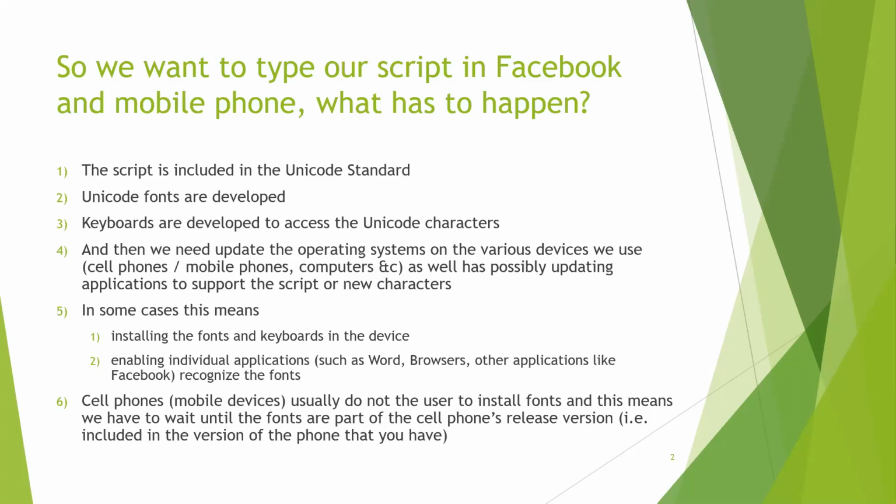Then we need to update the operating systems on the various devices that we use. So these are the underlying systems that make the cell phones or mobile phones or computers or tablets, whatever it is that you use. And you may well need to update individual applications, individual programs to support the script or the new characters in a script. In some cases, this is going to mean installing the fonts and keyboards on the device or enabling individual applications such as Word, your browsers, things like Chrome or Firefox, and other applications like Facebook to recognize the fonts. And cell phones, these mobile devices, usually don't allow the user to install fonts. And this means we have to wait until the fonts are part of the cell phone's release version, a part of the updates that happen on the cell phone.